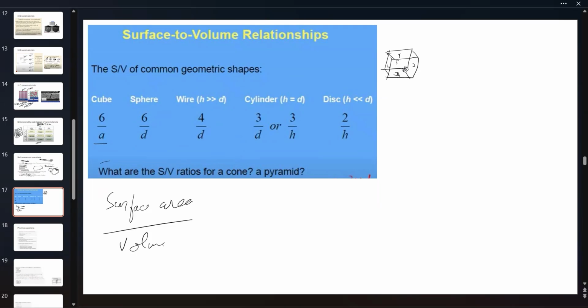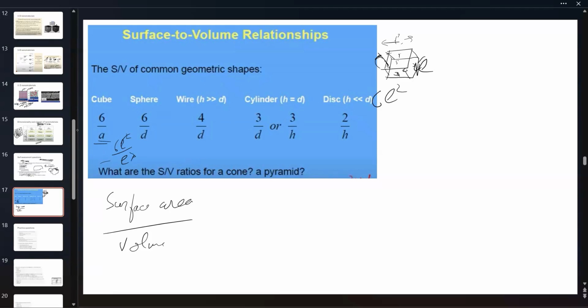The area of each face is length into breadth, L into L. L square is the area, and you have six such faces, so 6L square, divided by volume. That's just L cross L cross L, length cross breadth cross height, all three are L, so L cubed. That simplifies, and you get 6 over L.